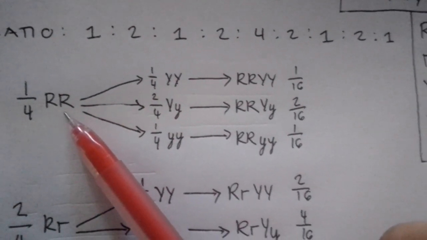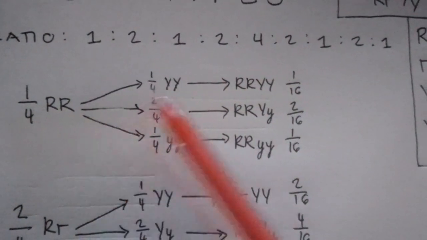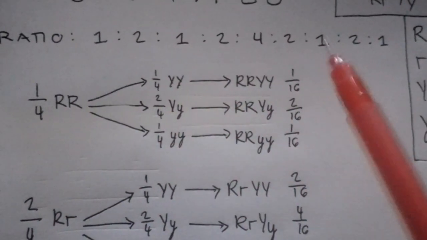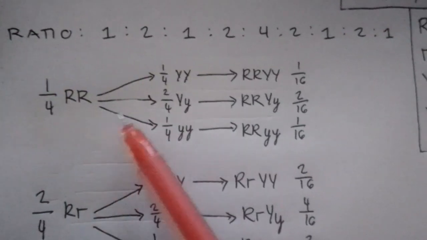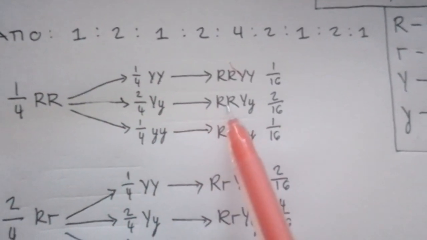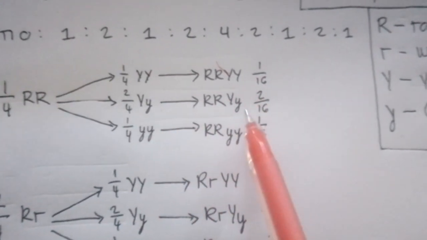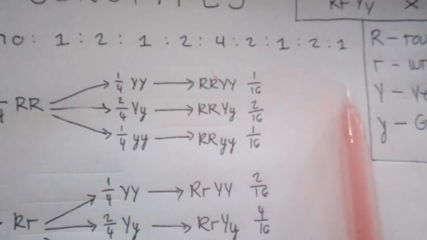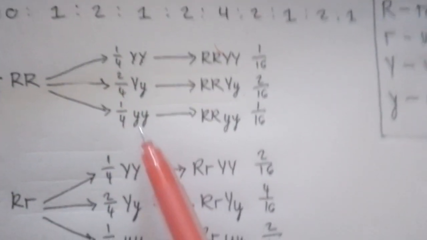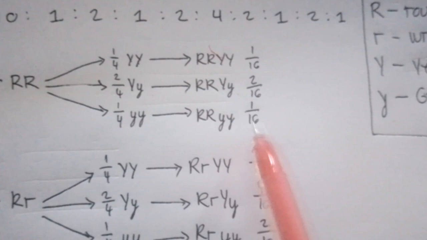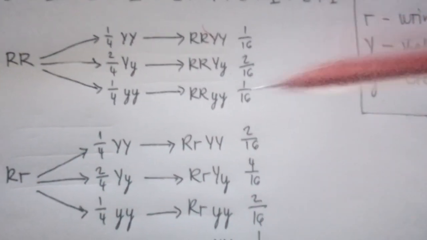So, homozygous dominant plus homozygous dominant, which is RR and YY: 1 times 1 is 1, 4 times 4 is 16. Same goes for this one. Pair them, RR, homozygous dominant, with heterozygous dominant, RR, Yy: 1 times 2 is 2, 4 times 4 is 16. Same goes here, you pair the homozygous dominant with the homozygous recessive: 1 times 1 is 1, 4 times 4 is 16. So you get the ratio.